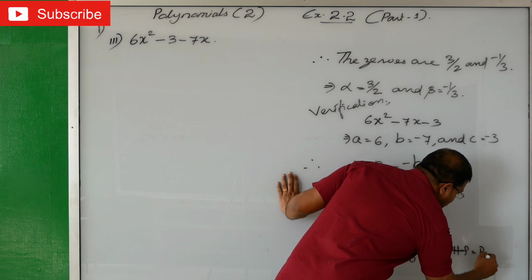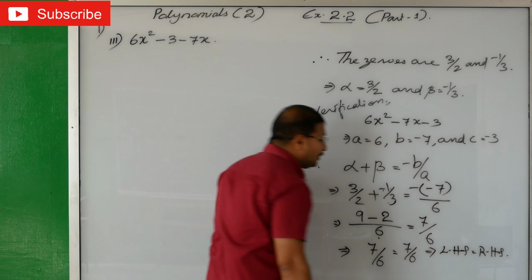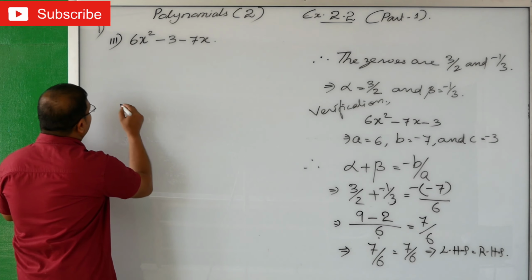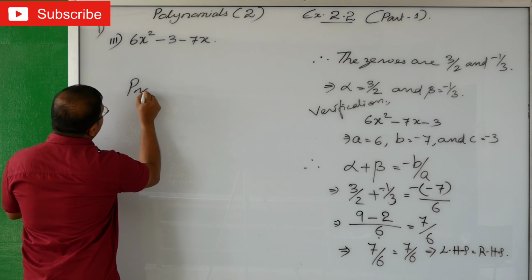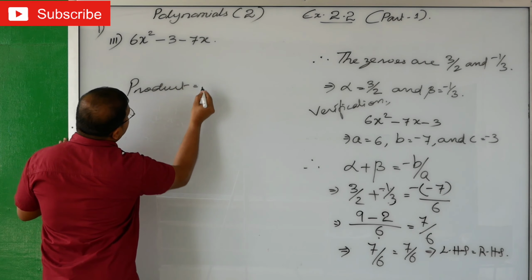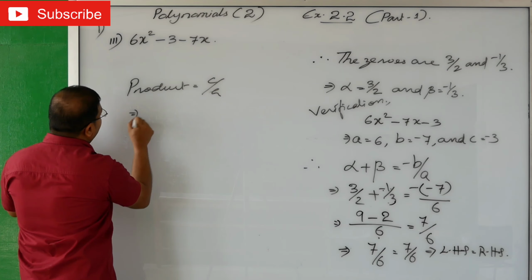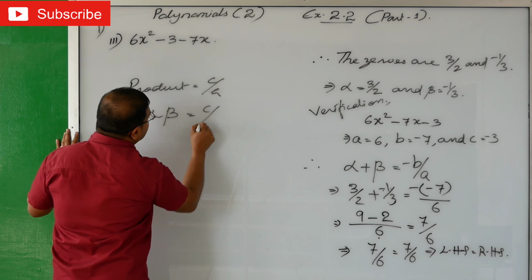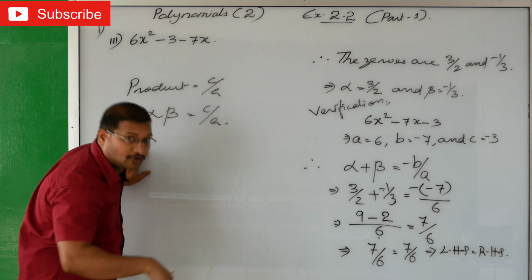LHS equals RHS. Now we'll go for the product. Product means what will you do? Product means c by a. Alpha into beta equals c by a. Product means product of the zeros.